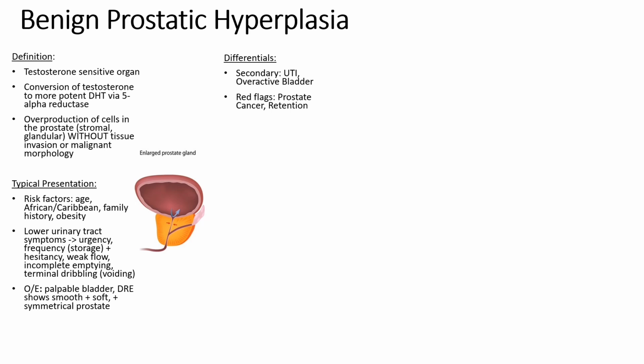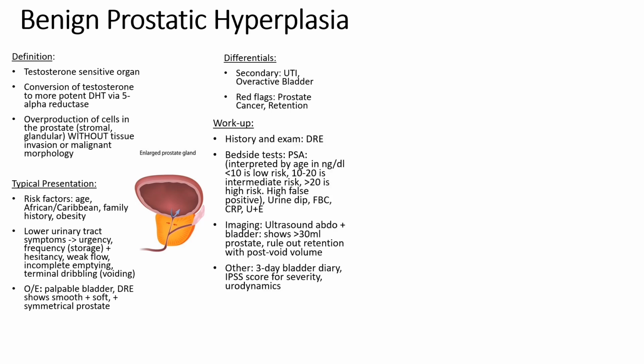So how do we work up BPH? We can structure our investigations into history and exam, bedside tests, imaging, and other tests. Think of it almost like going from least expensive to most expensive. For history and exam, like I said, DRE is essential in BPH. For bedside tests, we need to look at PSA, or prostate-specific antigen.